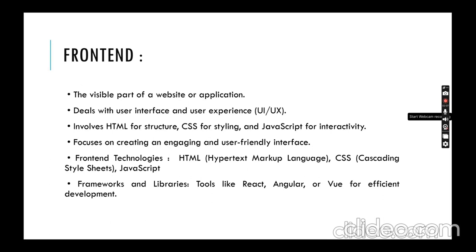And some of the front-end technologies which we can use are HTML, which is hypertext markup language, which is used for structuring the application or the web page. And CSS, the full form is cascading style sheets, which is used for designing or styling the web page. And JavaScript is used for interactivity and functionality.